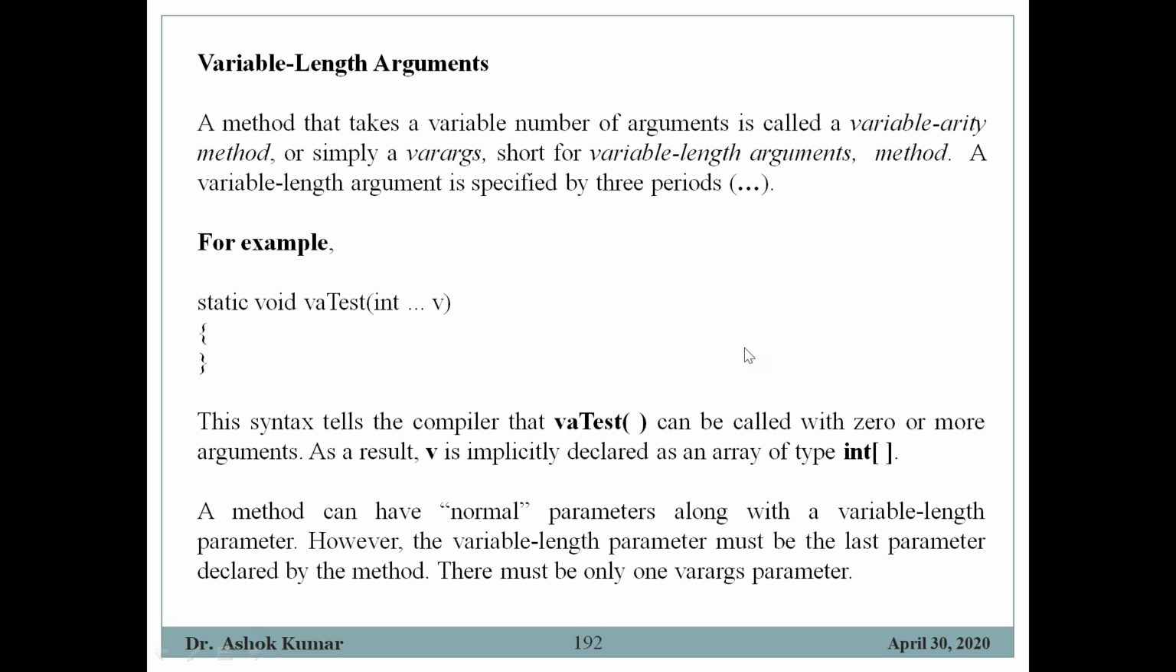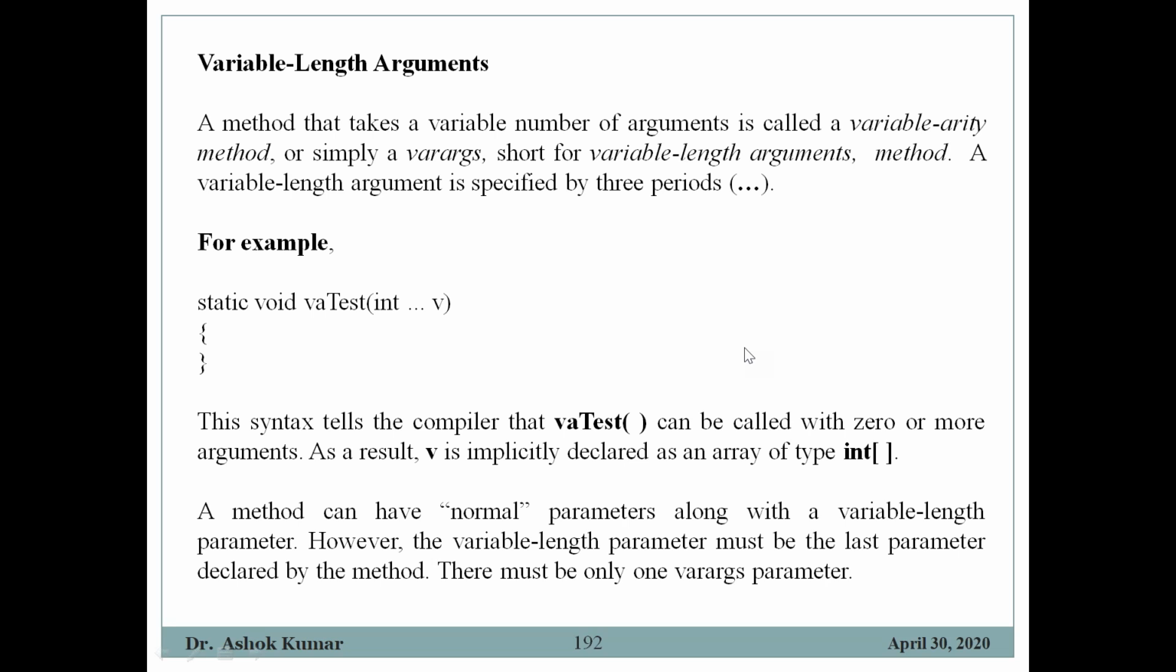You can't call that method with 1 argument or more than 2 arguments, because at the time of defining the method, you mentioned within the parenthesis 2 variables with that type. But in Java, it is possible to create a method that can take a variable number of arguments when you call it.